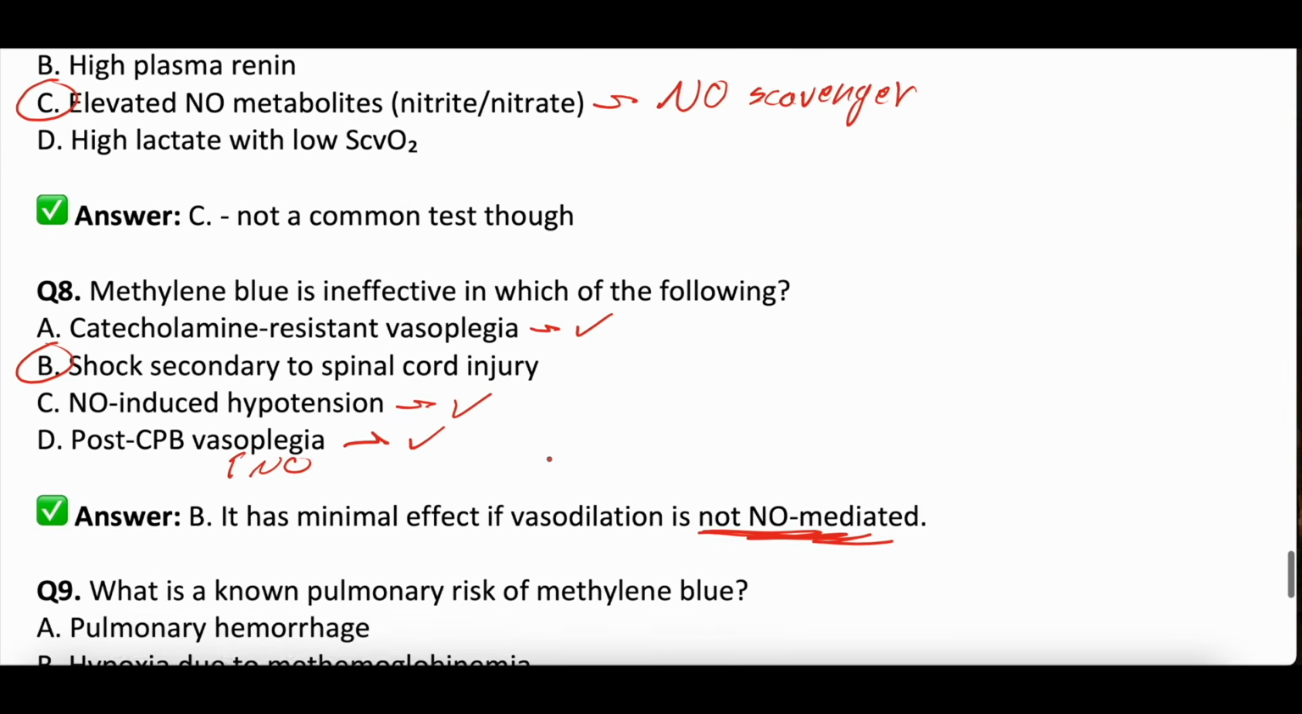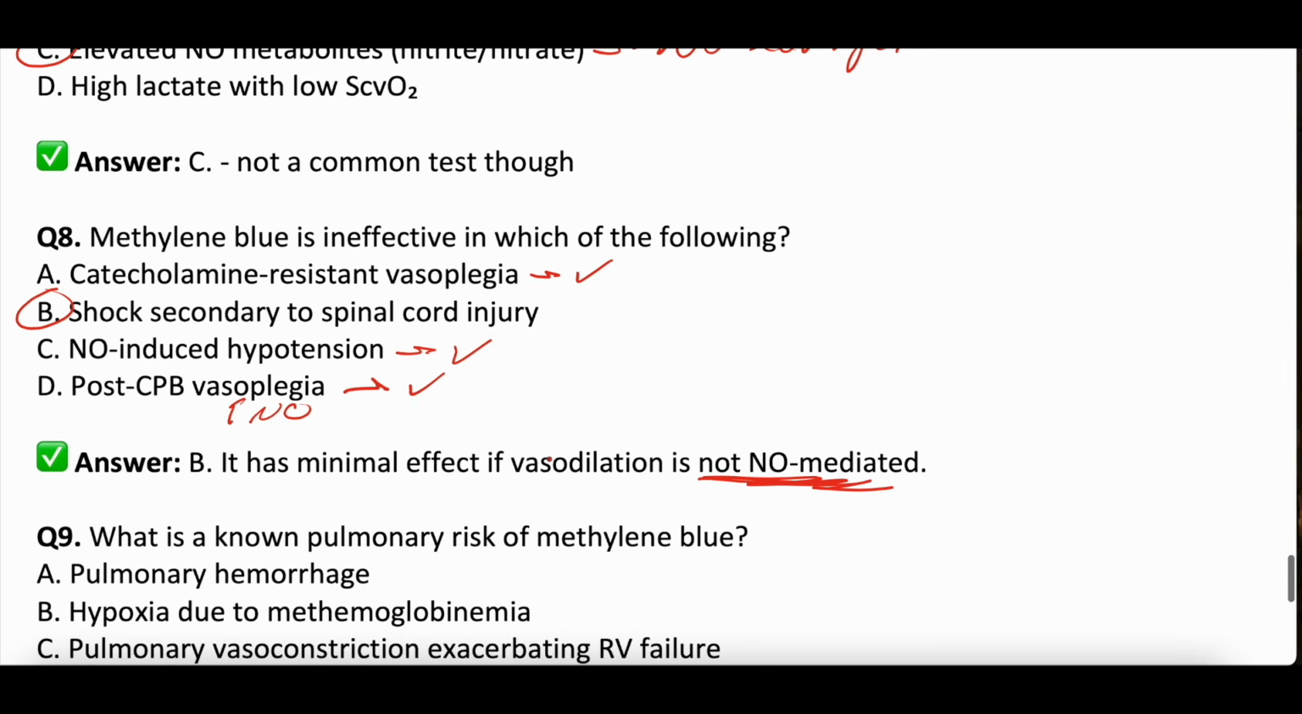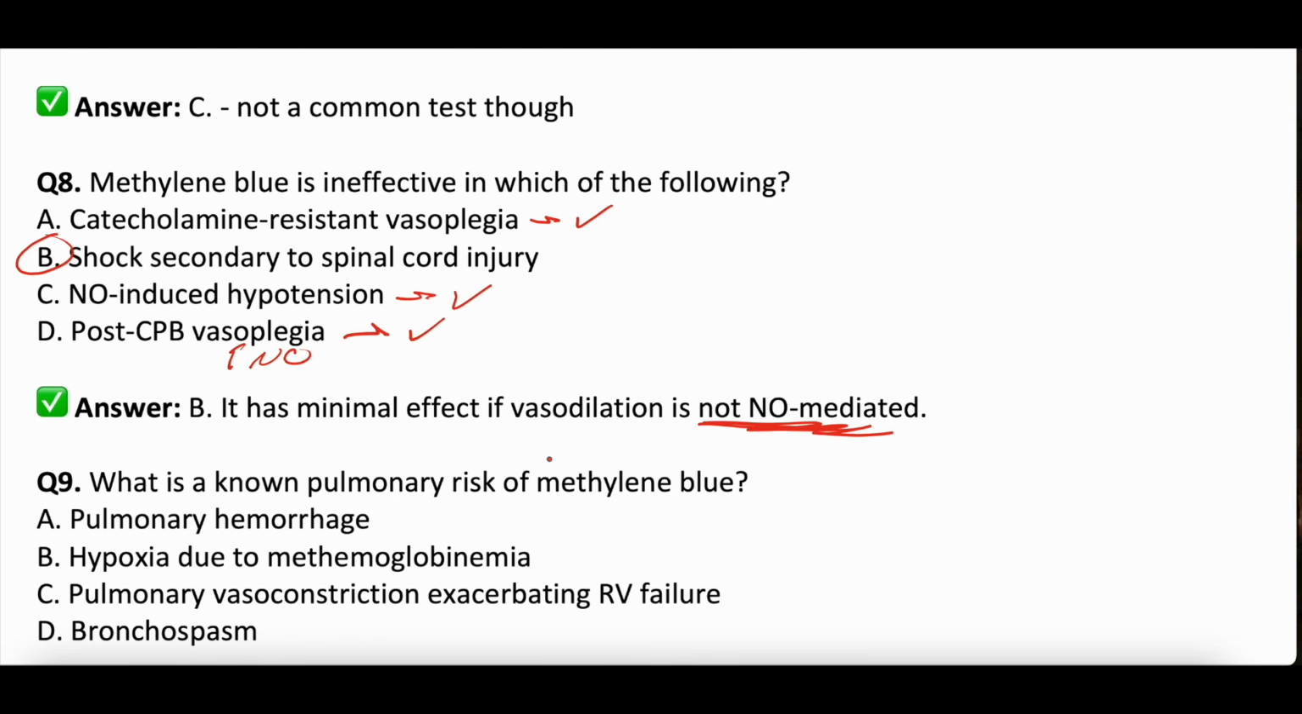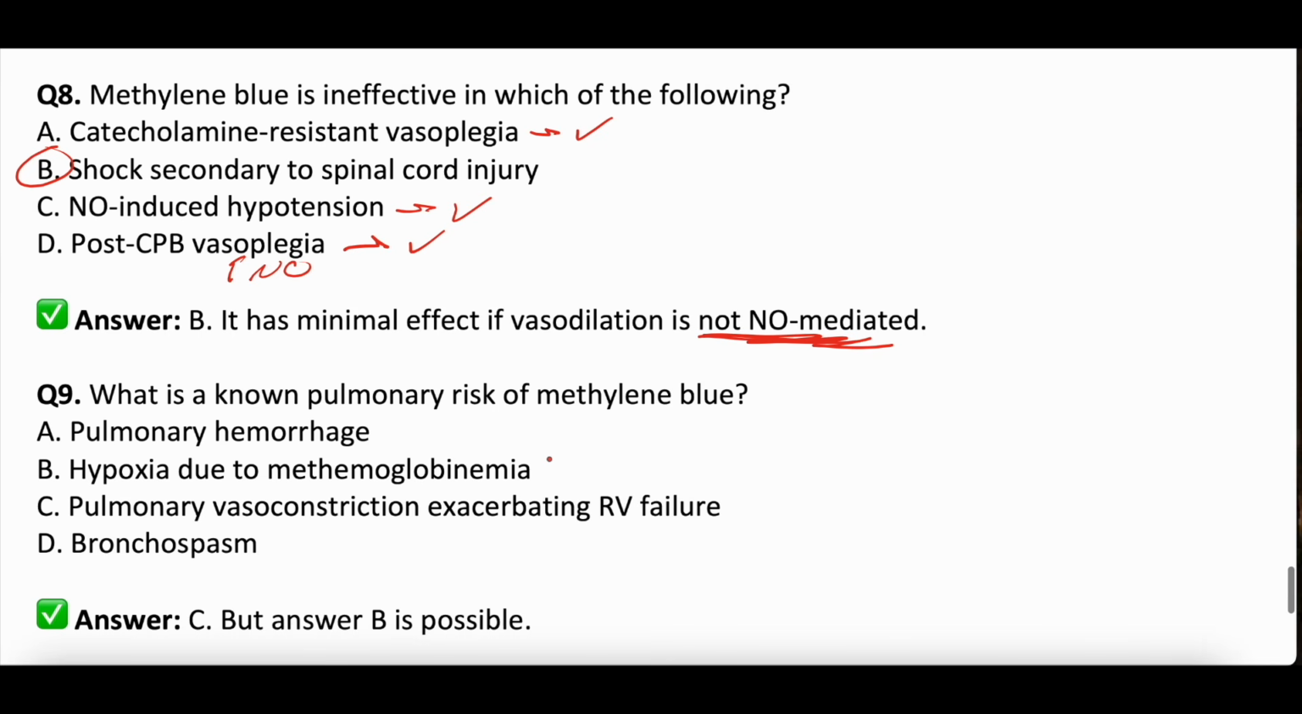All right, question 9. What is a known pulmonary risk of methylene blue? A, pulmonary hemorrhage. B, hypoxia due to hemoglobinemia. C, pulmonary vasoconstriction exacerbating RV failure. Or D, bronchospasm. All right, answer is C, pulmonary vasoconstriction exacerbating RV failure.